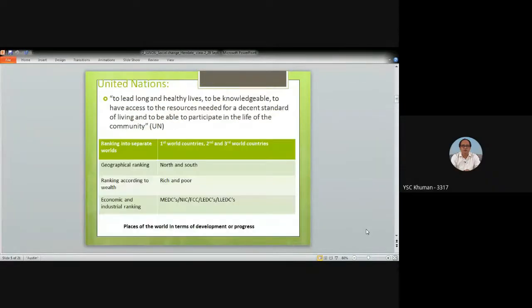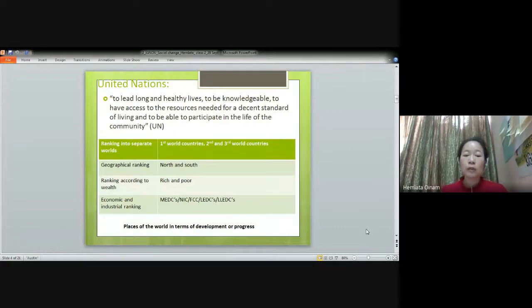Yes. Okay, now. So now the places of the world in terms of development or progress can be divided or categorized into the following sections or categories for our understanding or looking at development. That is ranking into separate worlds, that is first world countries, second and third world countries. Then as per the geographical ranking, we can divide the world into north and south. Then ranking according to the wealth, we can divide it into rich and poor countries.